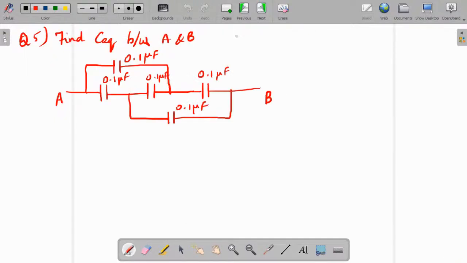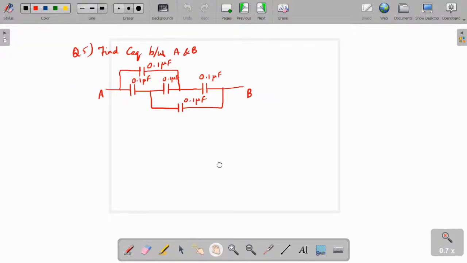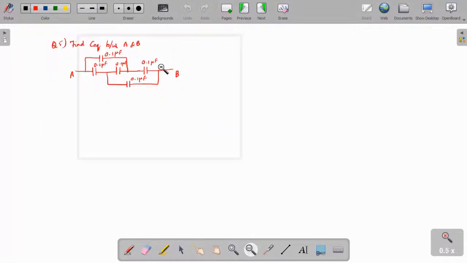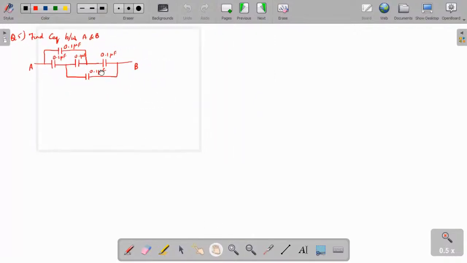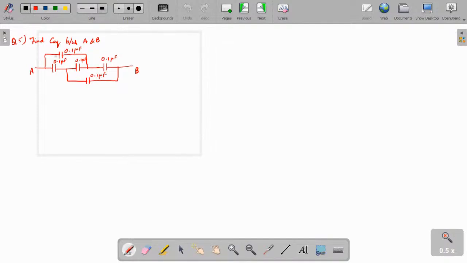Next, find C equivalent between A and B. Okay, so I am redrawing this circuit. Yesterday we saw these network simplification techniques. If it is complex and we cannot simplify it directly, see how we can redraw it. Let me name this terminal as C and this terminal as D. I will draw it like a bridge. I'm taking in this order A, B, C and D.